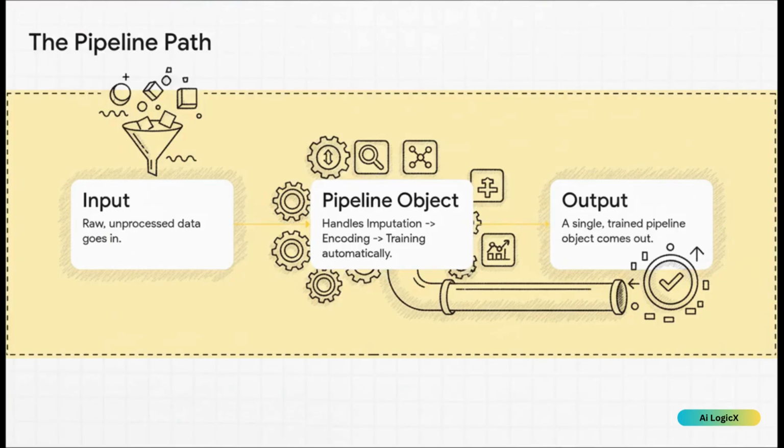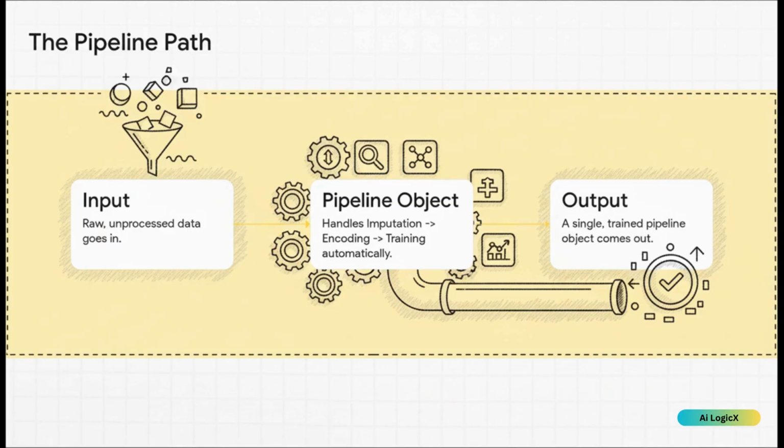With a pipeline, your workflow looks this simple. Seriously. You feed your raw, messy, unprocessed data right into one end. The pipeline object takes care of everything inside. The imputation, the encoding, the model training, all of it. And what comes out the other end? A single, fully trained, production-ready object.